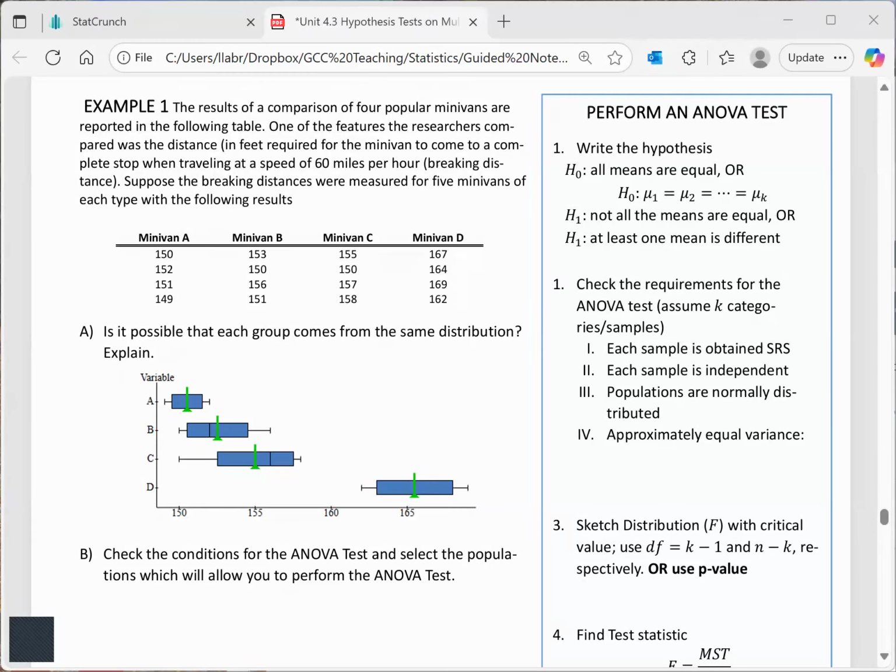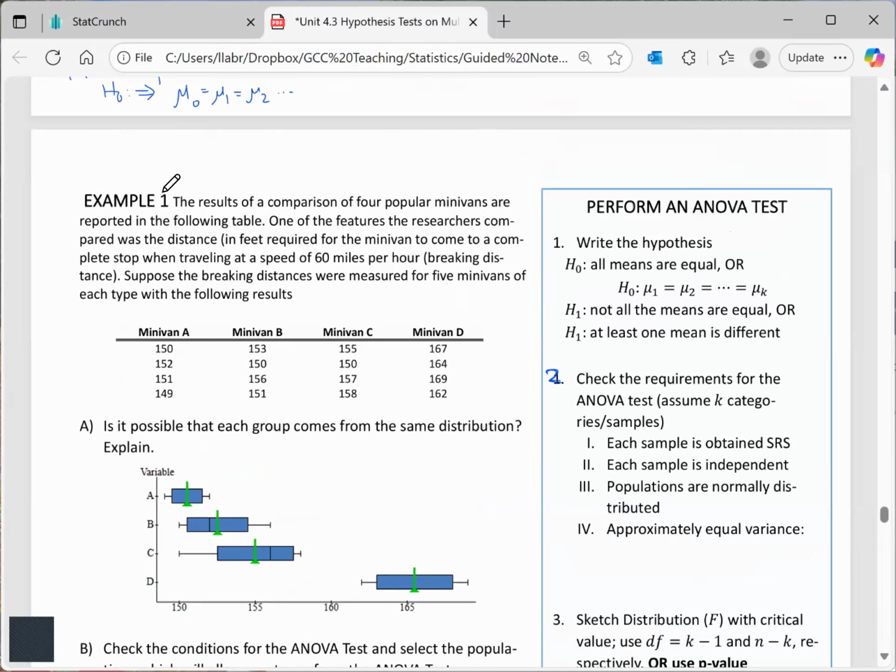All right, welcome back. We're going to go ahead and complete a full-on hypothesis test for the ANOVA procedure. So we have our summary here, and we'll go through it as we work through this. But I really do want you to memorize the requirements, because we will need to check these for each group.